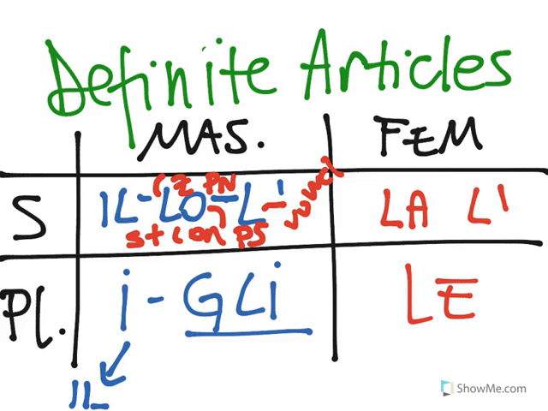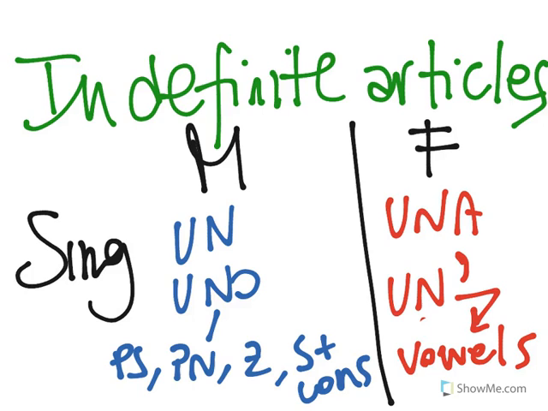The good thing about definite articles in the feminine form is that the plural is the same for both of the versions. So we will have la ragazza that turns into le ragazze. We will have l'amica in the singular form that turns into le amiche.